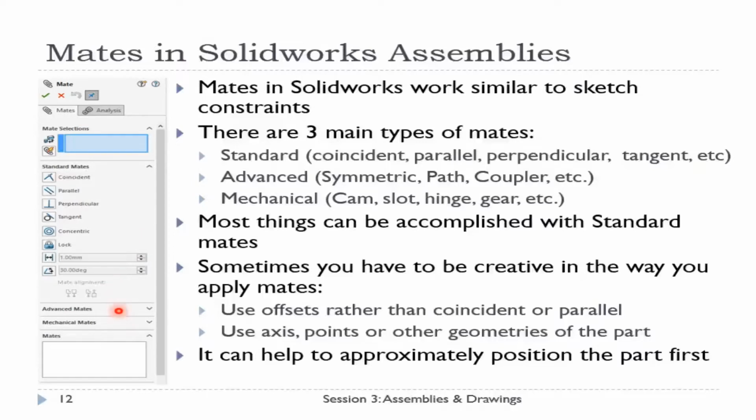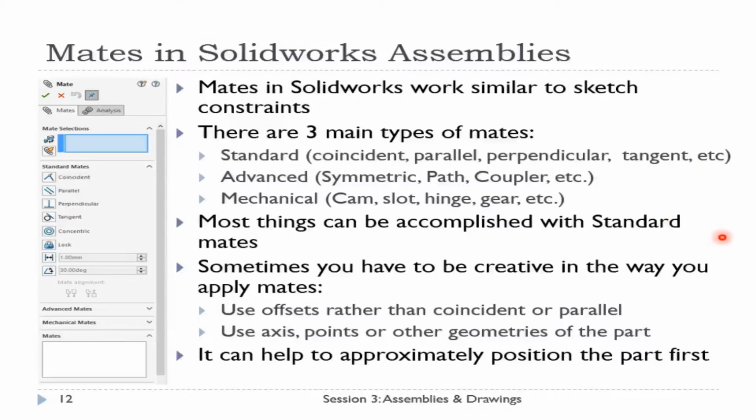And there are also two other categories. The second one is advanced. So under advanced mates, you can find symmetric, path, coupler, and many other advanced mate types. And the final category is mechanical mates, where you can define mechanical-like relations between the components. So you can use cam, slot, hinge, gear type mates. But most of the assembly models are using standard mates.